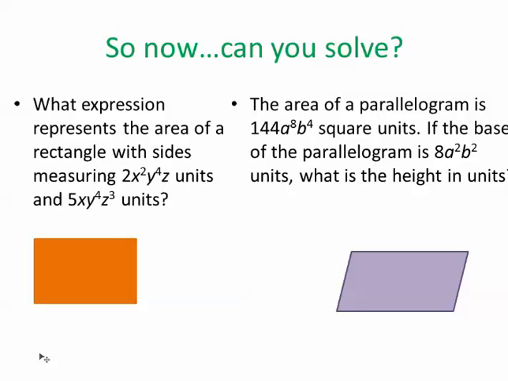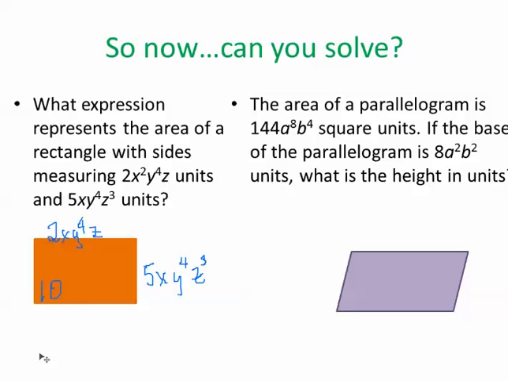We have lots of problems on our homework that look kind of like this. We're given expressions to represent volumes, areas, and perimeters. Let's see what these do. Which expression represents the area of a rectangle with sides measuring, well, 2x, y to the 4th, and z. And the other side is 5x, y to the 4th, z to the 3rd. So they simply want us to multiply these two together.